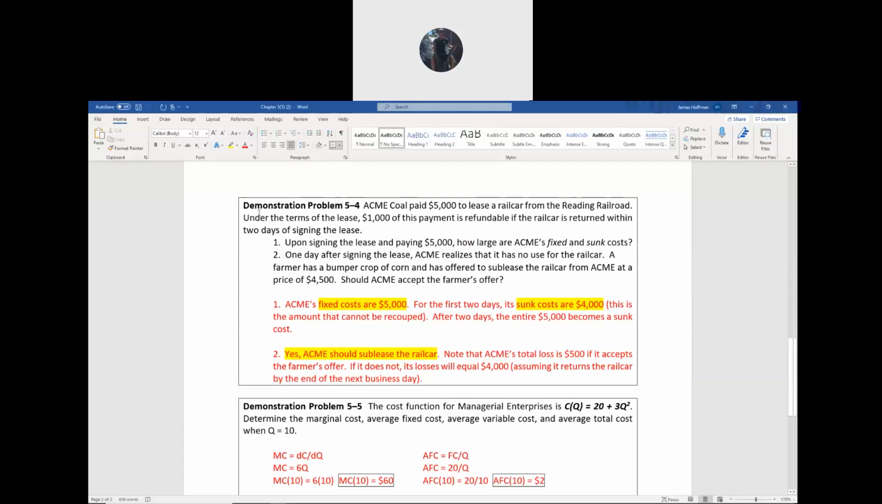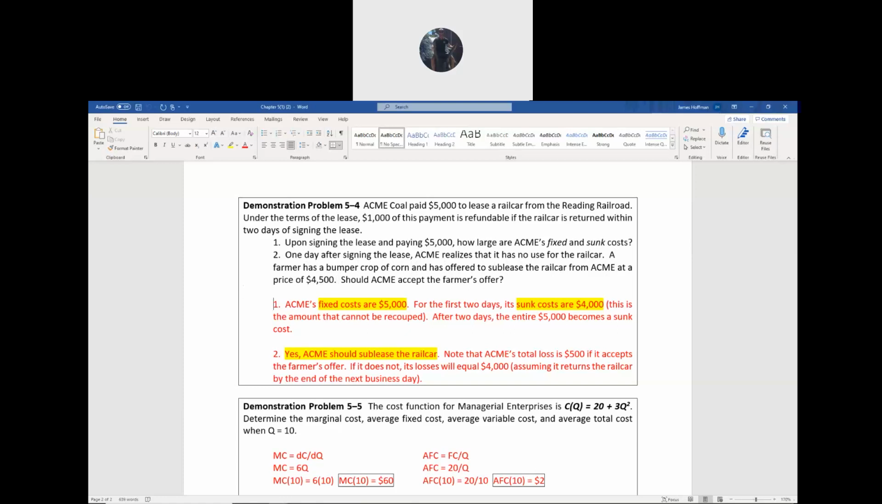Okay, so demonstration problem 5.4. So Acme Coal paid $5,000 to lease a rail car from the Reading Railroad, and under the terms of the lease, $1,000 of this payment is refundable if the rail car is returned within 2 days of signing the lease. So number one, upon signing the lease and paying $5,000, how large are Acme's fixed and sunk costs? And then 1 day after signing the lease, Acme realized that it had no use for the rail car. A farmer has a bumper crop of corn and has offered to sublease the rail car from Acme at a price of $4,500. Should Acme accept the farmer's offer?